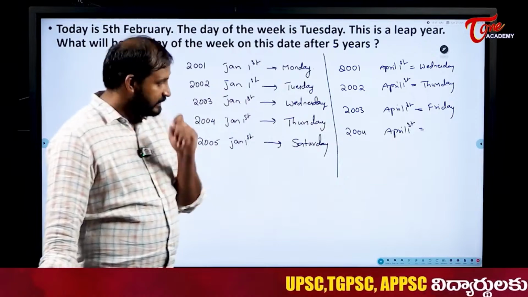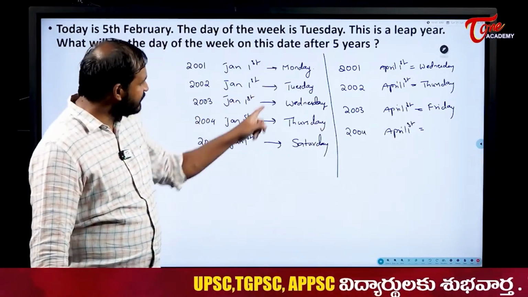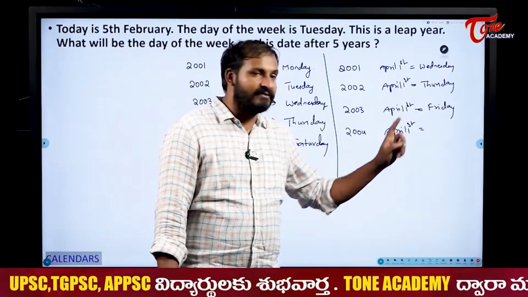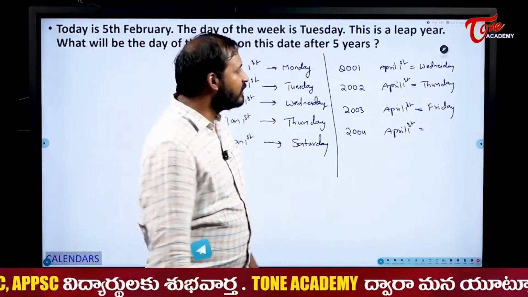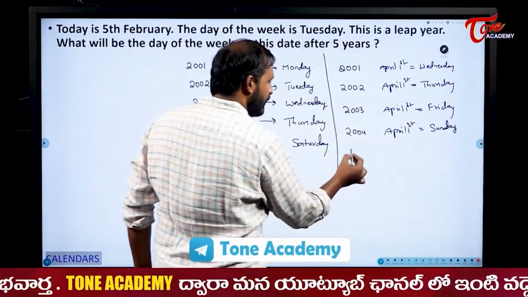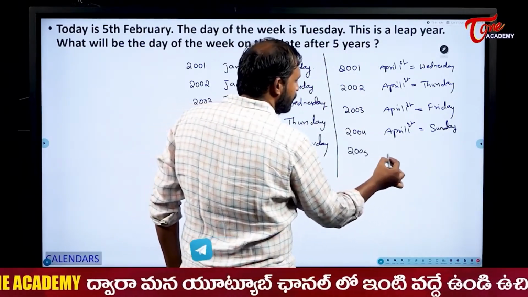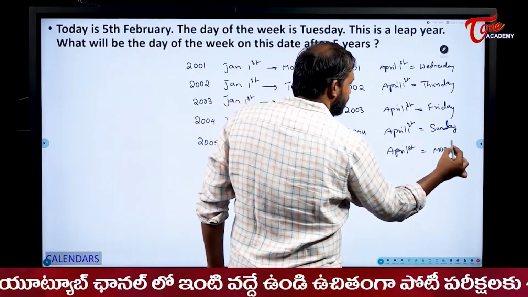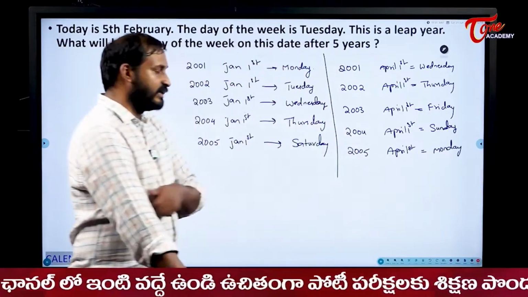2004 April 1st. Sir, in the previous case no change. In 2003 only a 1 day jump happened. So here also a 1 day jump will happen. Here we will get Saturday. No, it is wrong. Here we will get Sunday. Now, continuing from that, 2005 April 1st. What does it become? Monday. Here please observe these two things, students.